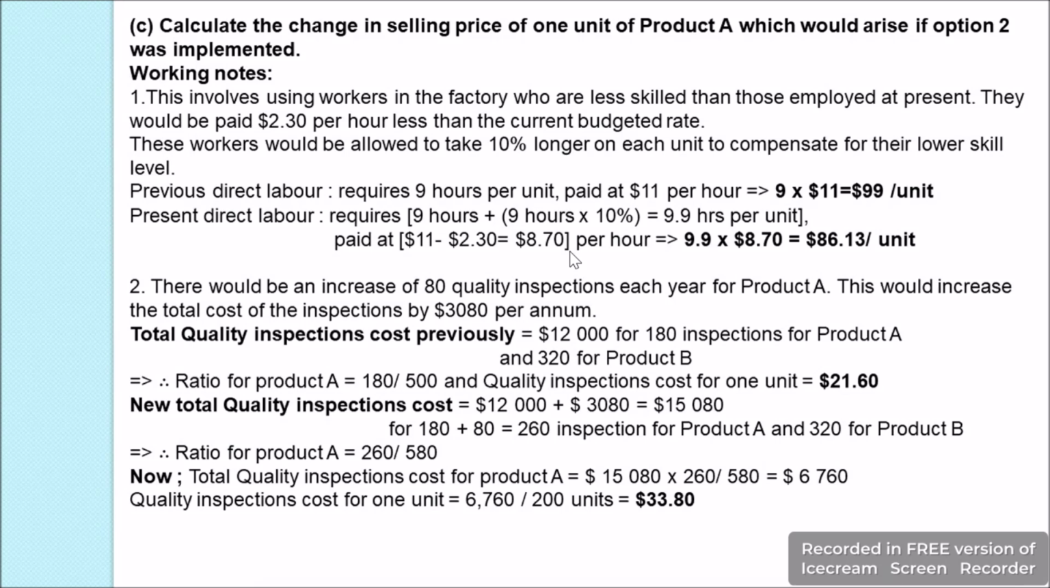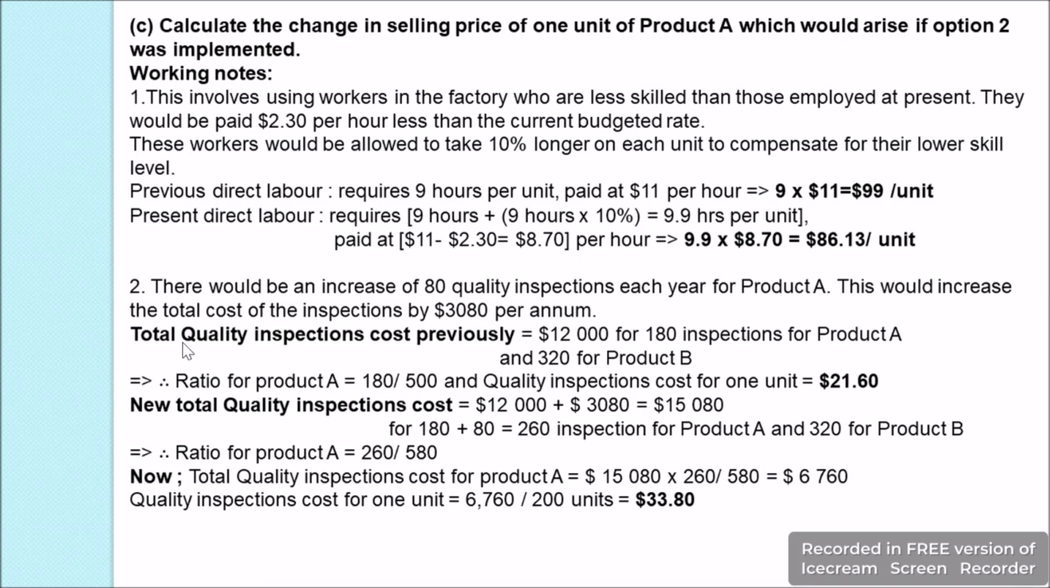So based on this, the new labor cost for 1 unit will be 9.9 hours times $8.70. So it will be $86.13. Furthermore, there would be an increase of 80 quality inspections each year for product A. This would increase the total cost of inspection by $3,080 per annum.